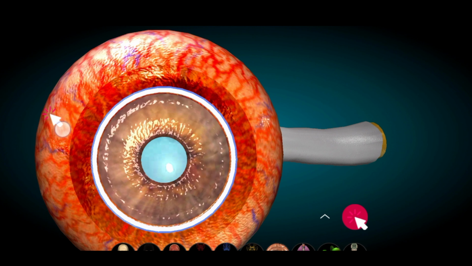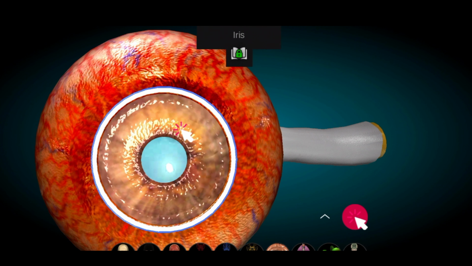Now in the case of animals, especially those having a nocturnal habit, this layer presents a reflecting structure called the tapetum, which gives a greenish glare at night. So those animals that are nocturnal contain a reflecting structure in this layer, and that is called the tapetum.